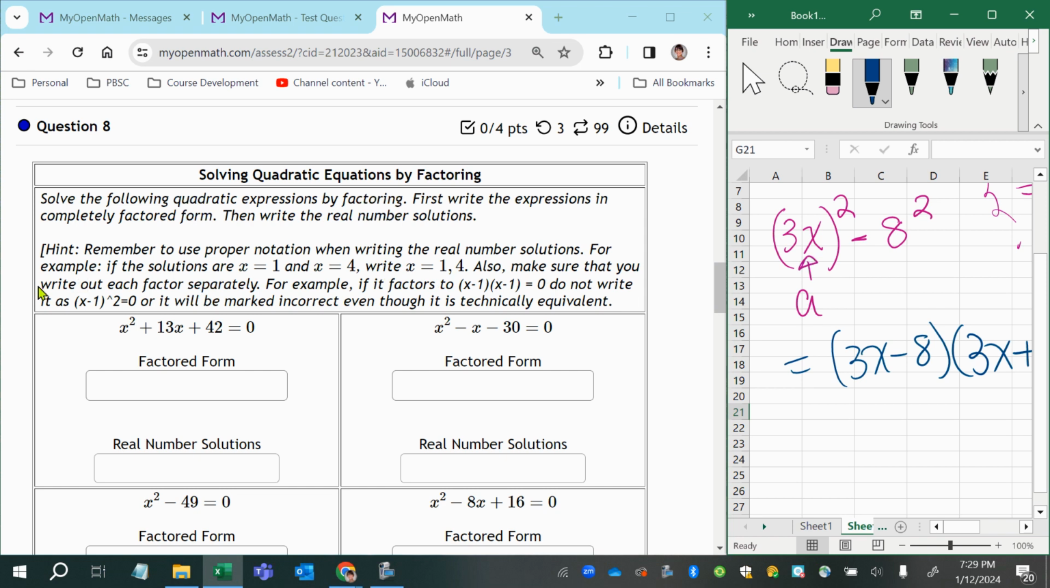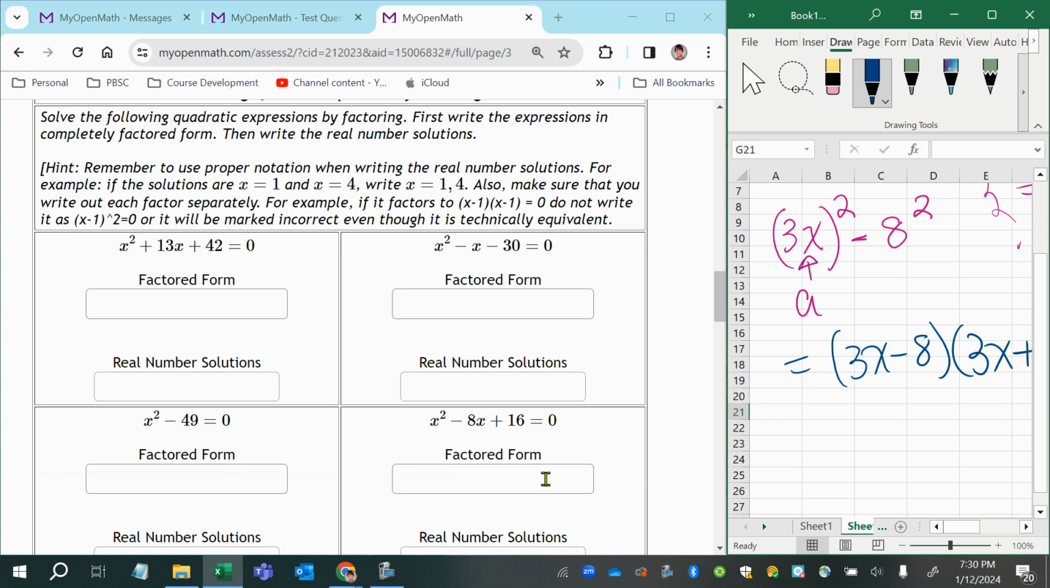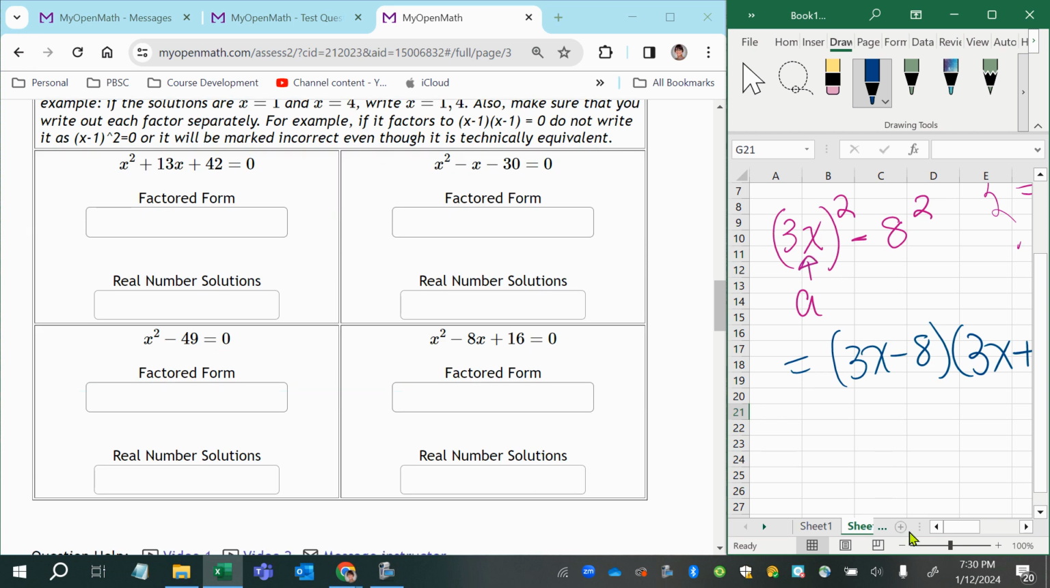Also make sure that you write out each factor separately. For example, if it factors to x minus 1 times x minus 1 equals 0, do not write it as x minus 1 quantity squared equals 0. It will be marked incorrect, even though it is technically equivalent. Okay, noted. So let's go on and start to work through these.